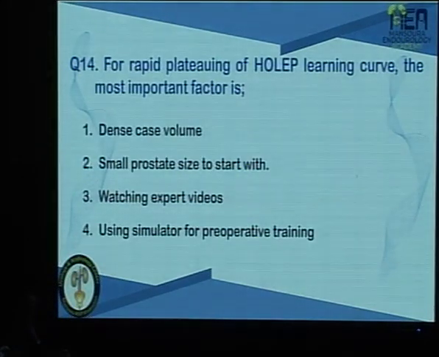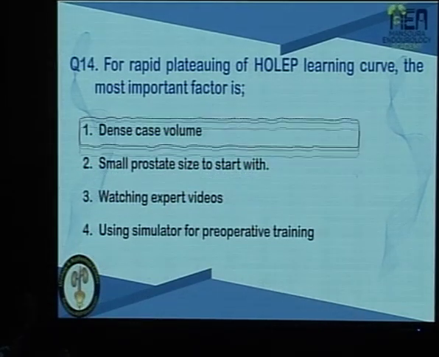For rapid plateauing of the learning curve, the most important factor is dense case volume. Small prostate size to start with, watching expert videos, and using simulators for pre-operative training also help. But the most important for plateauing is dense case volume: you must have repeated sessions in a shorter period of time. This escalates your expertise and helps you to rapidly reach the plateau in the learning curve.